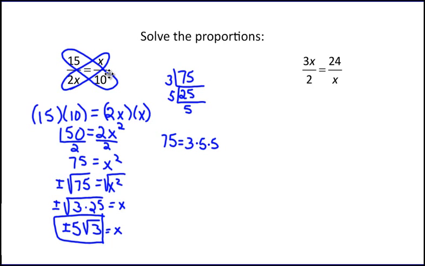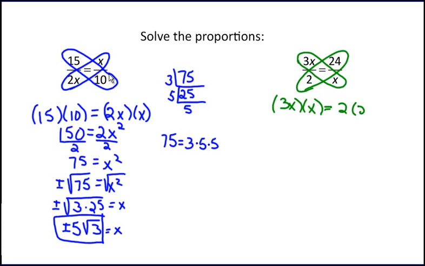Okay, let's do the other problem. Once again, I'm going to do upper left times lower right. That will be 3x times x, which equals the lower left times the upper right, 2 times 24. On the left I have 3x squared. On the right I have 48.